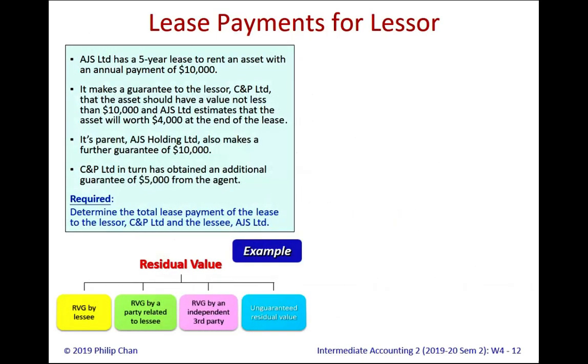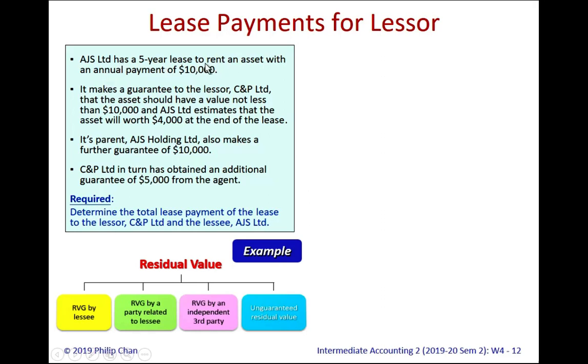In this example, you have to determine the total lease payment of the lease to the lessor CMP Limited and the lessee AJS Limited. Be careful, we are not asking you to work out PVLP. No, this example is to work out the total lease payment without discounting, from the perspective of CMP and AJS.